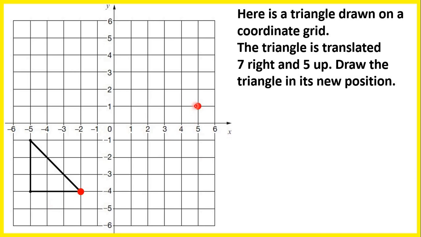triangle. So now, to make the triangle, from this point, we can see that we need a line 3 squares to the left, then a line 3 squares up, and then we can connect this point to the point where we started, and we've translated our triangle.